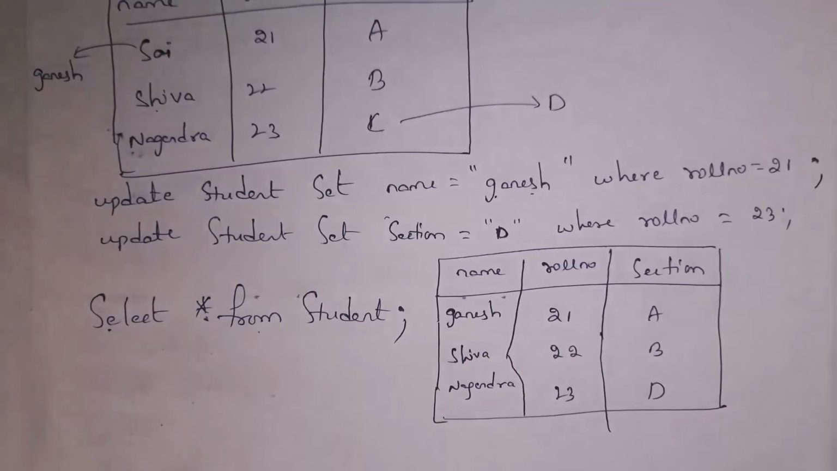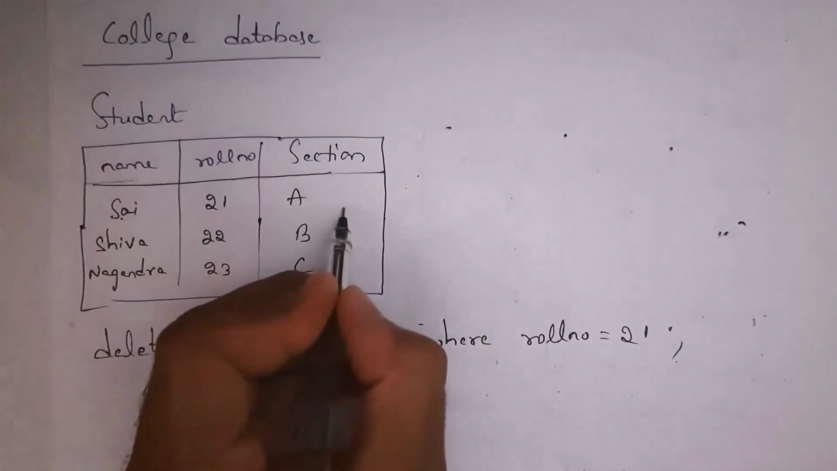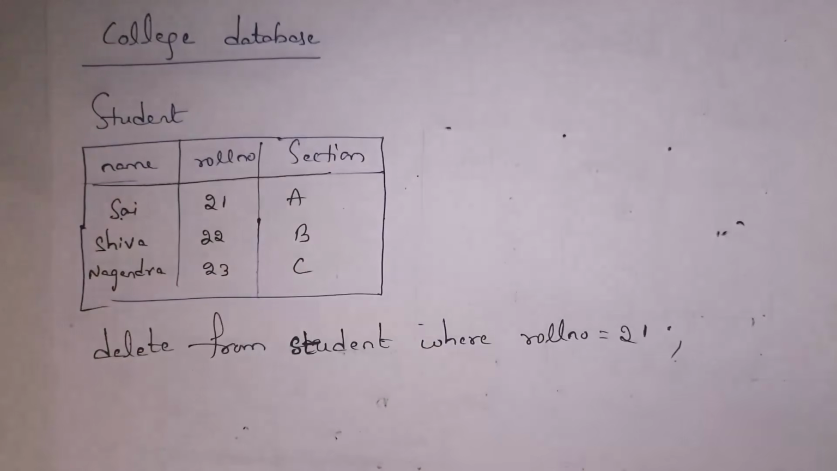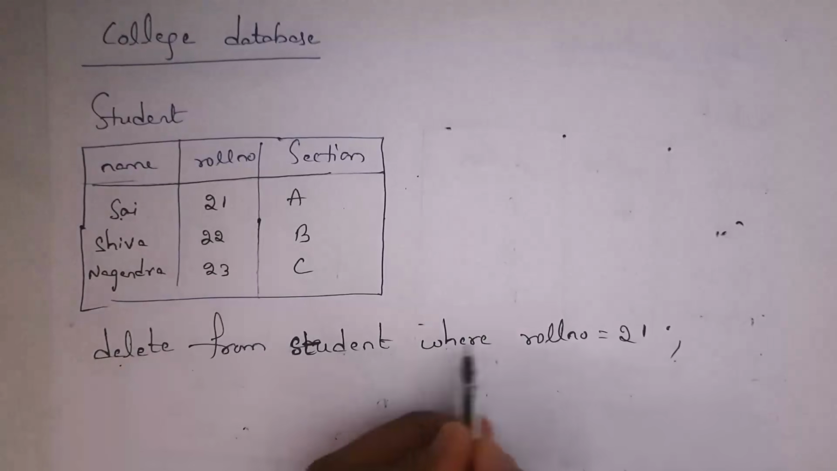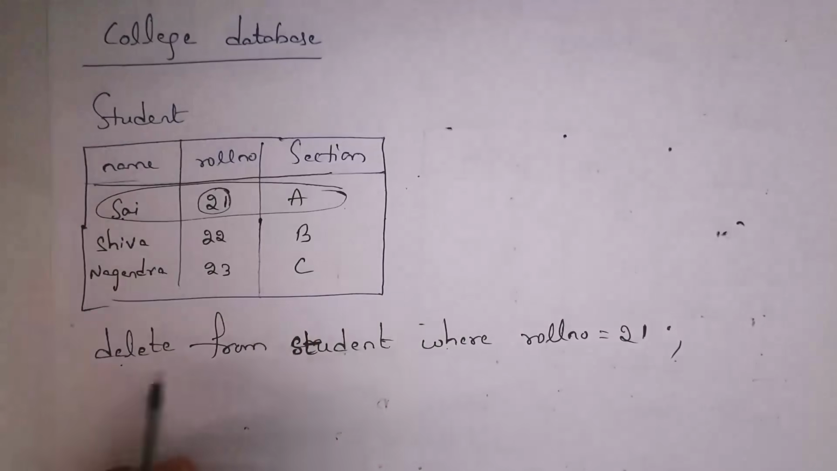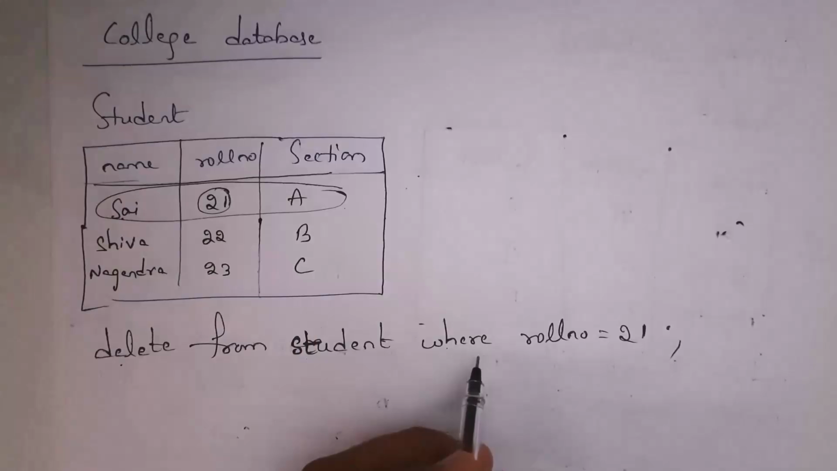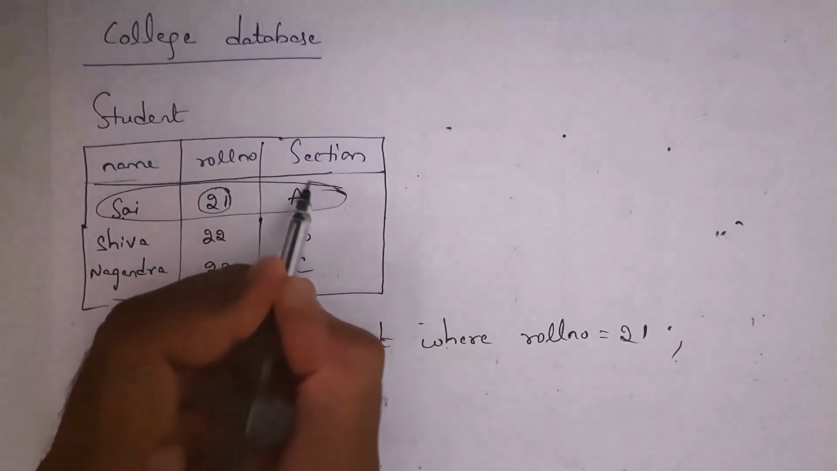Next I will explain how to delete data. Now I want to delete the complete record of the student whose roll number is 21. So you need to use the delete command. Delete from student, which is the table name, where roll number equal to 21. Here Sai's roll number is 21. Whenever you write this code and click enter, it will delete the complete record of the student whose roll number is 21. So it will delete this entire record.